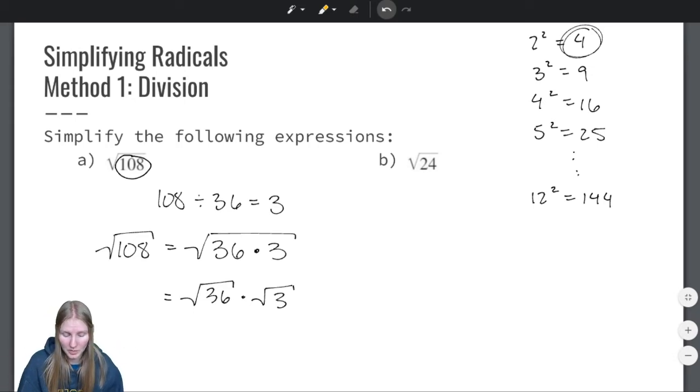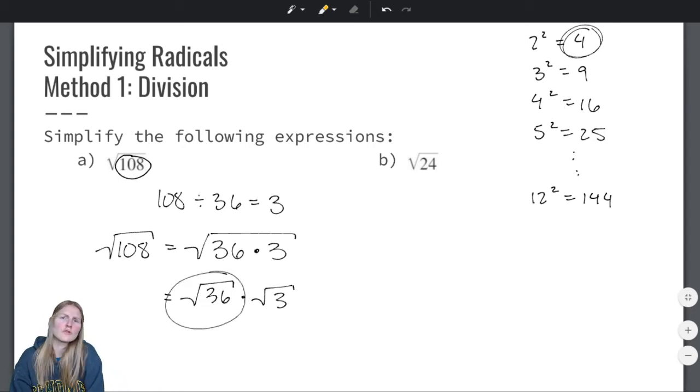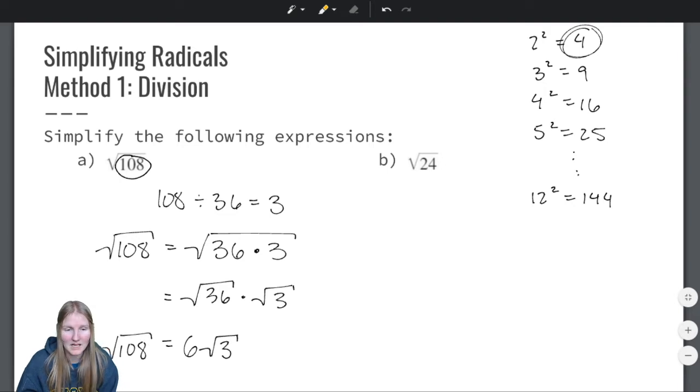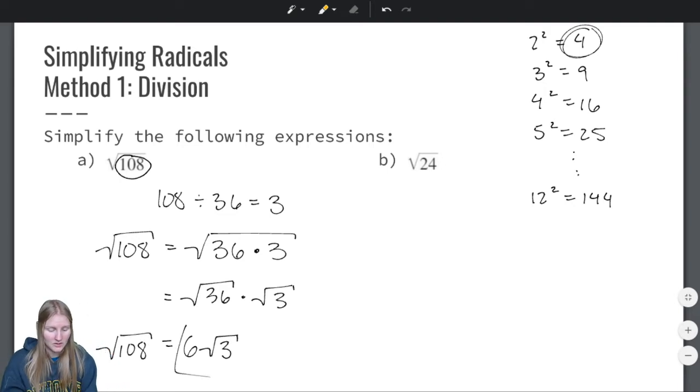This works with multiplication. This does not work with addition. If we had this, oh, you can't do that. Oh, you cannot do that. But because we have multiplication, we can do that. And what is the square root of 36? 6. So, the square root of 108 is actually 6 times the square root of 3.